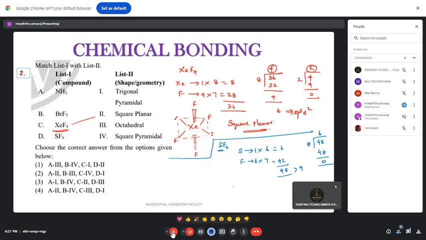Then the hybridization is sp3d2. Right. Sulfur's hybridization is sp3d2. So sulfur can form how many chemical bonds? 6 chemical bonds. And all the 6 chemical bonds got fluorine atoms, right? So no problem. So the shape is octahedral. That's it. So for D, it is 3. So obviously the answer is option C.